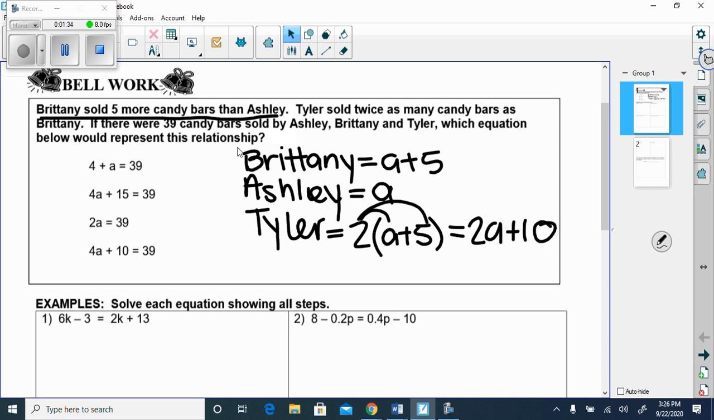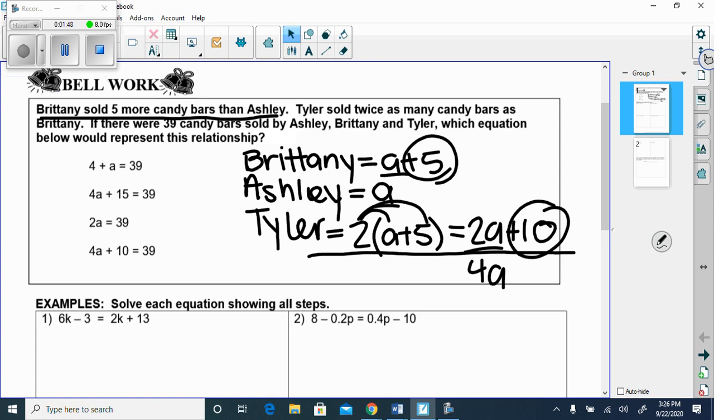Alright. Before we can pick one of these equations, it looks like they combine their like terms, right? So we're going to do that too. So I've got A and 2A, and then I have 5 and 10, which is 15. So that would mean this second one is our equation, right? So 4A plus 15 equals those 39 candy bars that they were selling. All right.